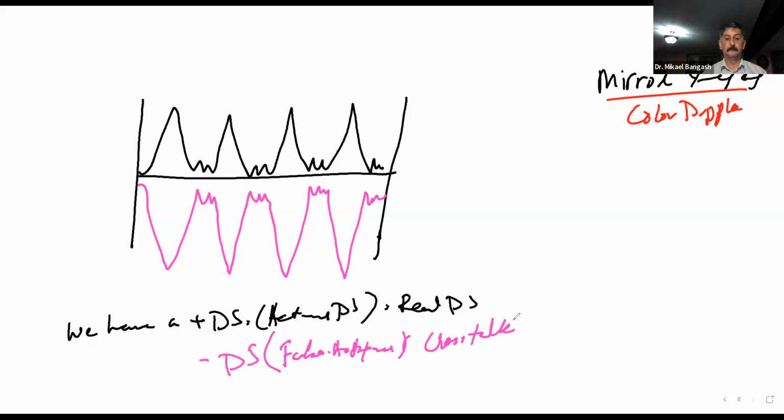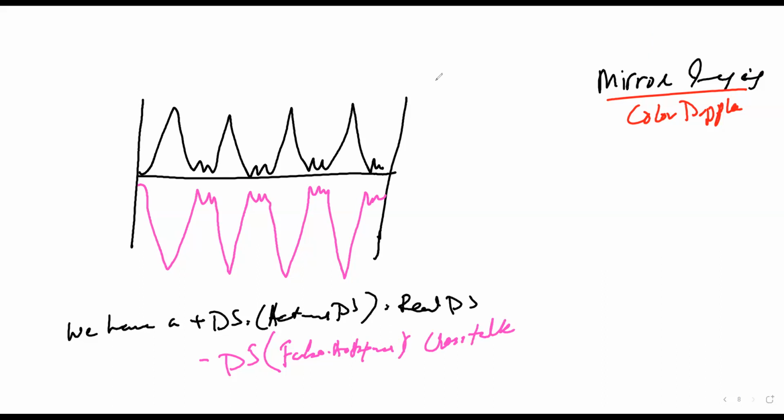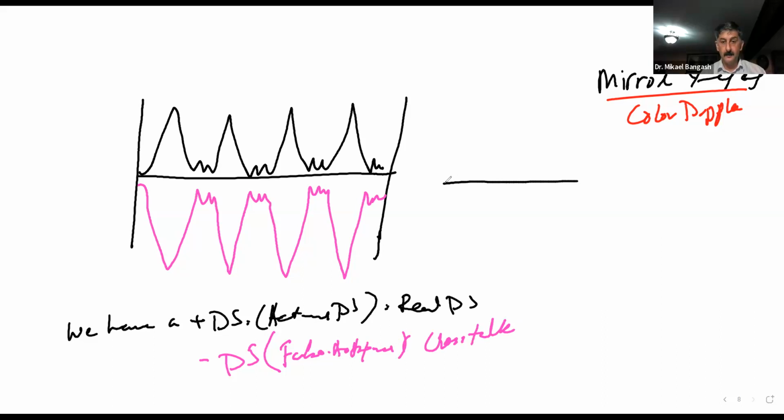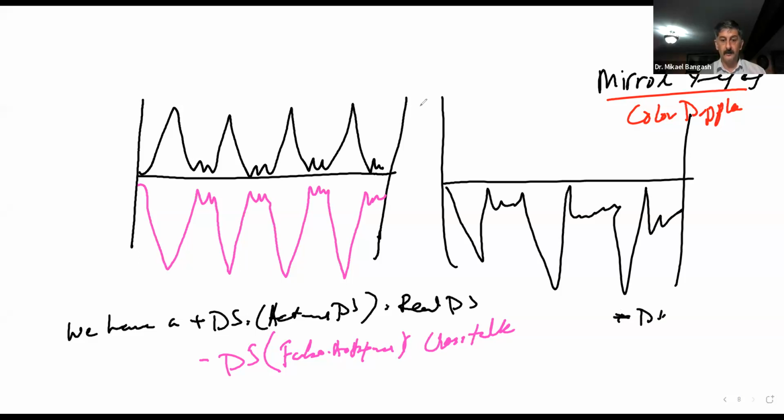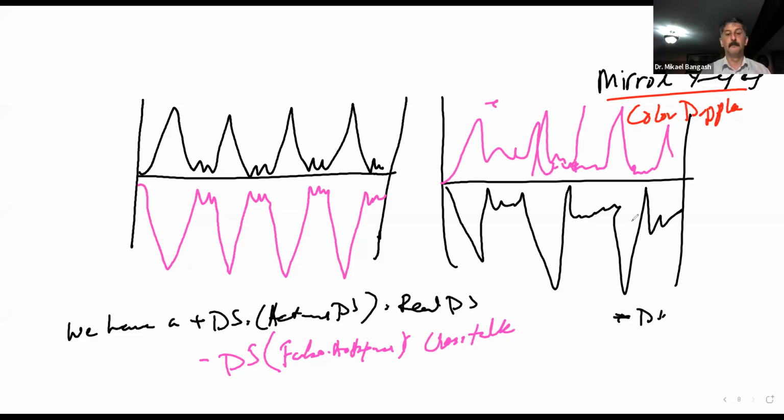Is that clear? Yes. Good. Now let's say we have a negative Doppler shift. This one here is real. Then your crosstalk is going to appear as a fake positive Doppler shift. It's just going to be a mirror image of the recording that you see down here.